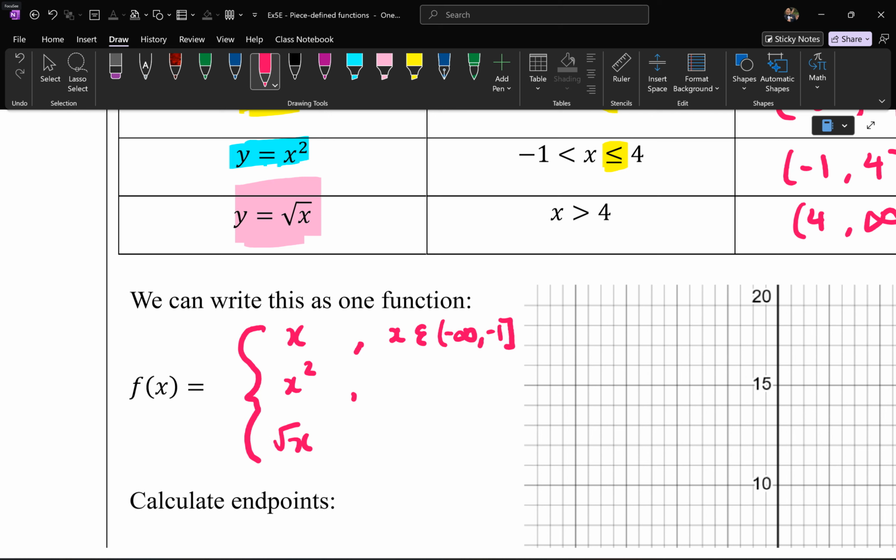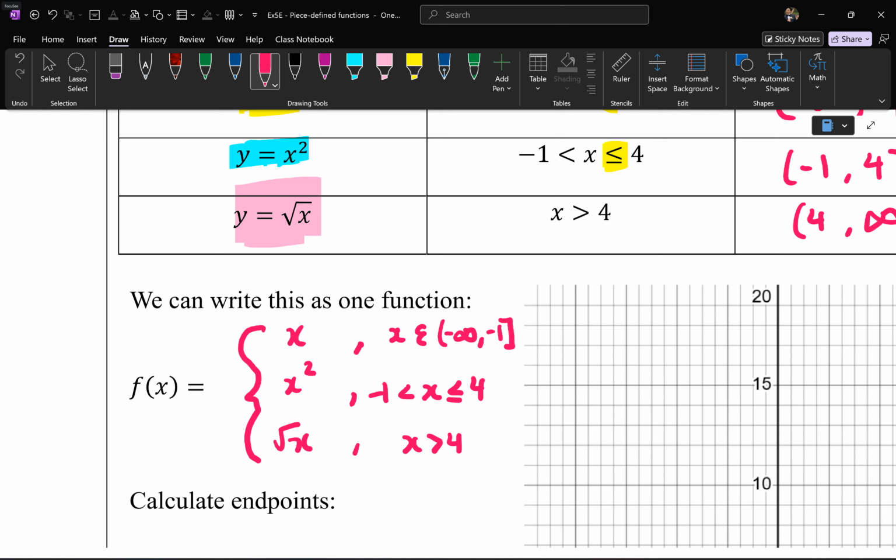Or they might give you standard notation and say, for the quadratic x squared, I want from negative 1 to 4. Then they might literally write it like that: negative 1 less than or equal to x less than or equal to 4. So you can get a variety. That's why you need to know how to read both notations. And the last one, I think I'm just going to write x greater than 4, just to make it easier.